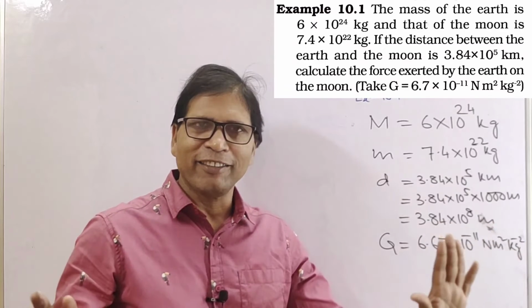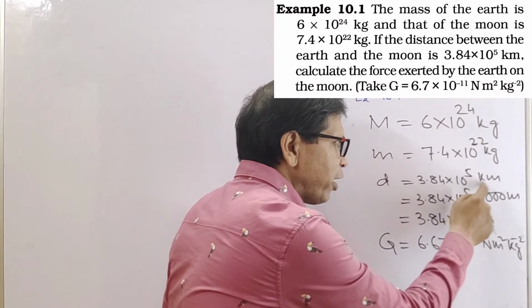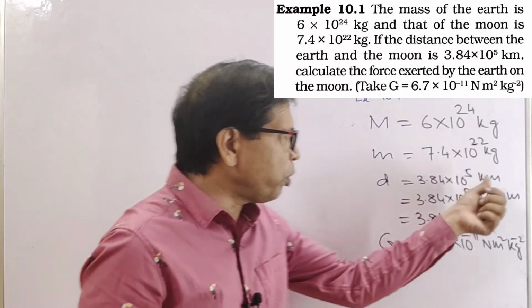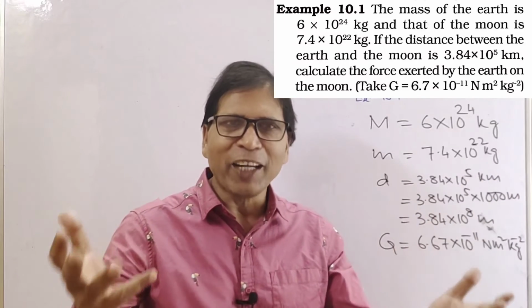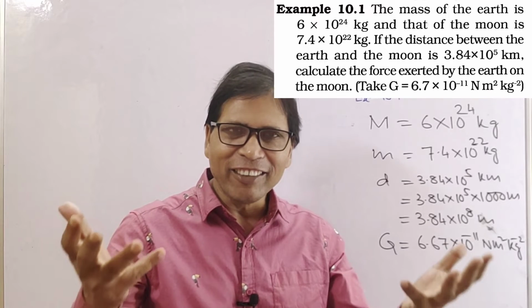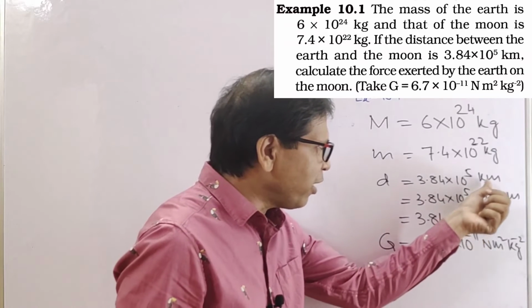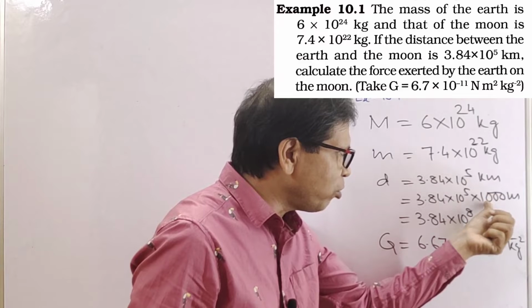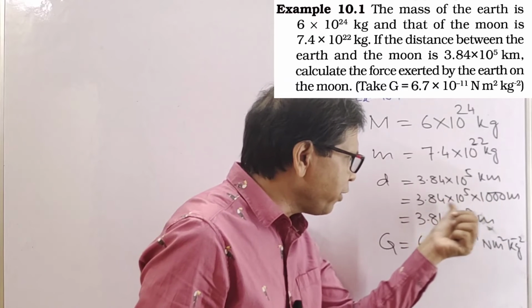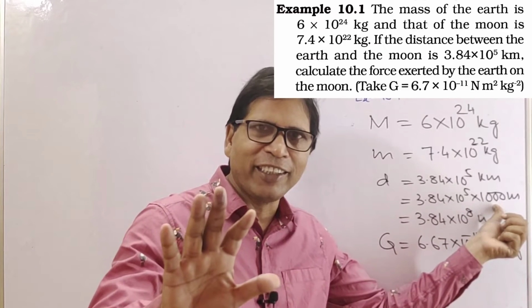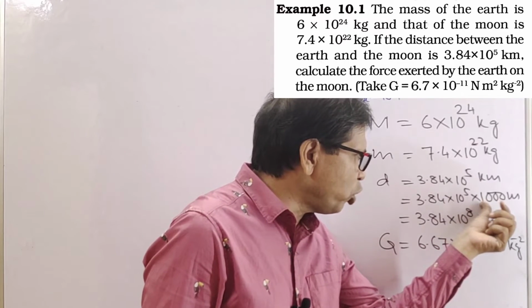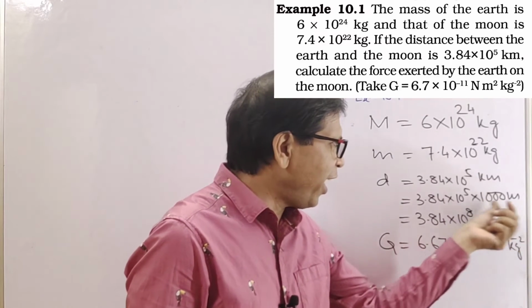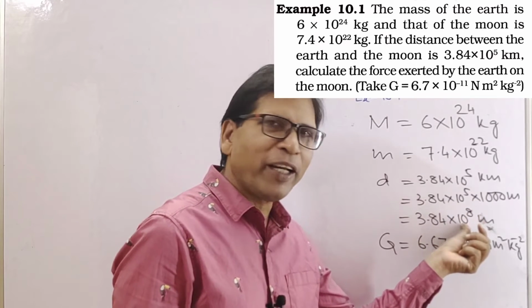Now here distance is given in kilometer, so it should be converted into meter. Now we know 1 kilometer is equal to 1000 meter. So kilometer is converted into meter by multiplying this factor by 1000. Now here 10 to the power 3 and 10 to the power 5, so 10 to the power 8.